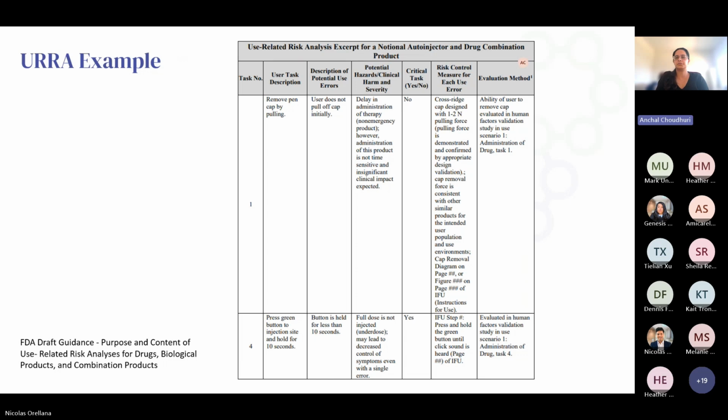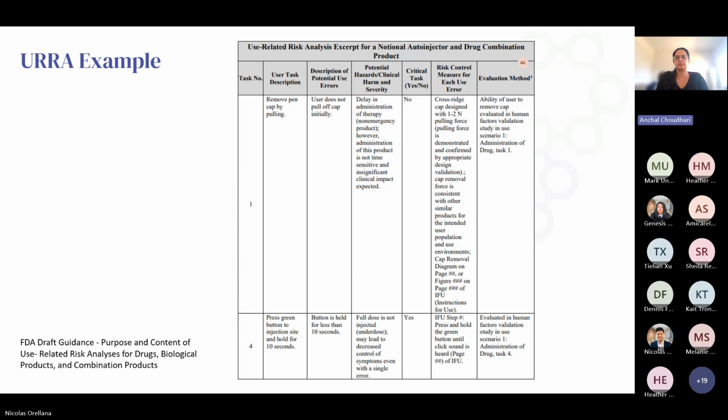You'll also want to assess the severity of that potential harm. How serious is it if there is a delay in administration of therapy? In this case, a delay in therapy is noted to not be a significant hazard, so it is not considered a critical task. But again, we still want to determine if we can put any risk control measures in place. In this case, it's noted that the product has been designed with a pull force that's appropriate for the user population and the use environment.